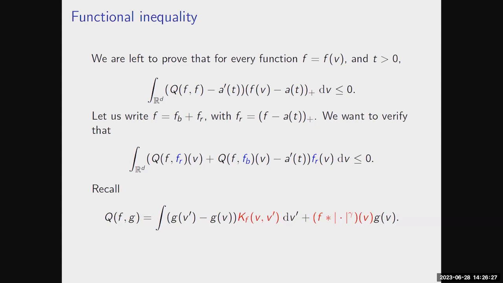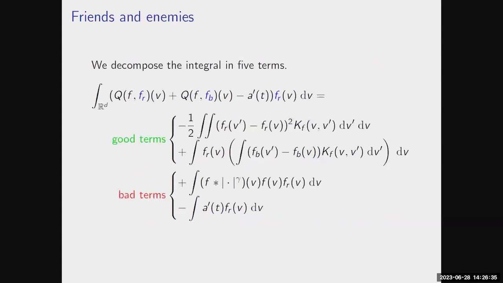So that's the splitting. That's the expression I'm using to split f into f_r and f_b in that expression. Okay. So after you work out the algebra, symmetrize and do the obvious thing, you end up with these four terms, right? The first one is sort of the one you would expect when you pair the diffusion part of the Boltzmann collision operator applied to f_r with f_r. You have the negative of a certain quadratic form involving f_r squared and the kernel K of f, right?